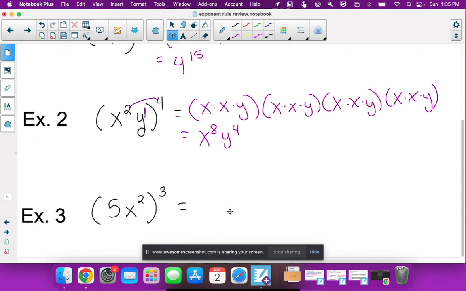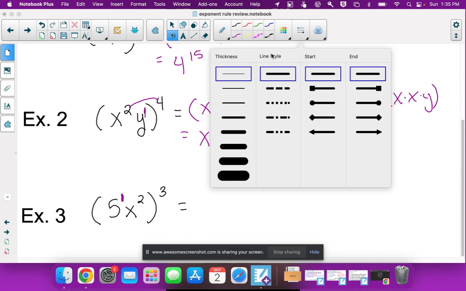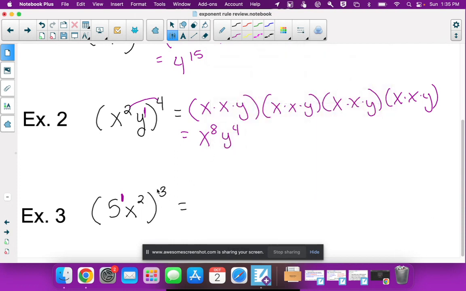Okay, and this works when you have whole numbers as well, because that invisible exponent is still there. That is a 5 to the first power. So if I distribute my 3 to both pieces, what I have is 5 to the third, x to the sixth. And if you want to simplify the 5 to the third, it's not always required. That would be 125 x to the sixth.